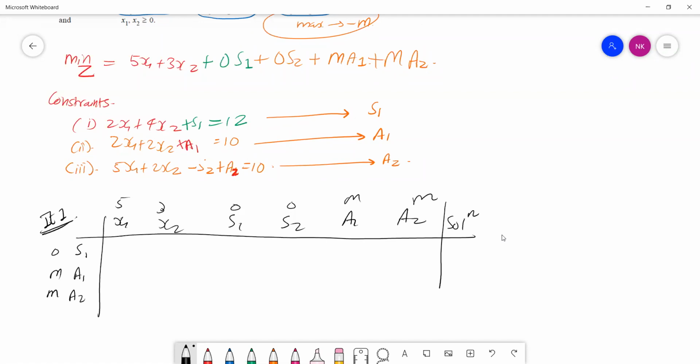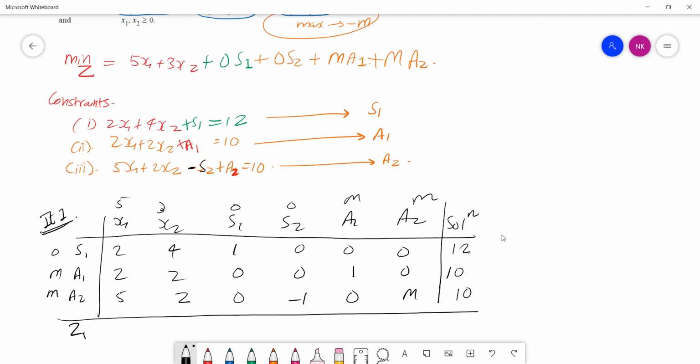So it is 2, 4, 1, 0, 0, 0 and the solution is 12. Second is 2, 2, 0, 0, 1, 0 and the solution is 10. A2 is 5, 2, then this is minus S2, 0, minus 1, 0, 1, and 10.